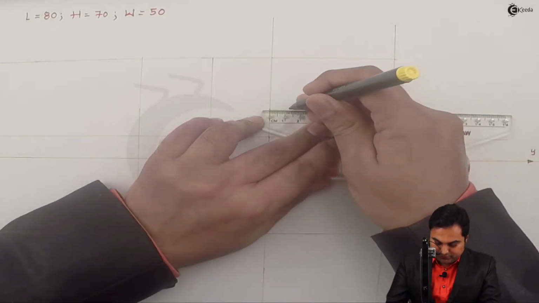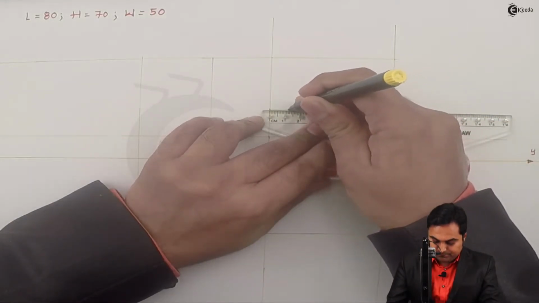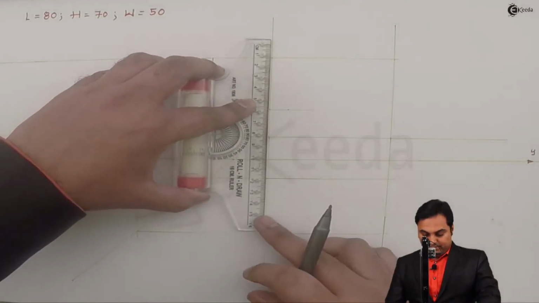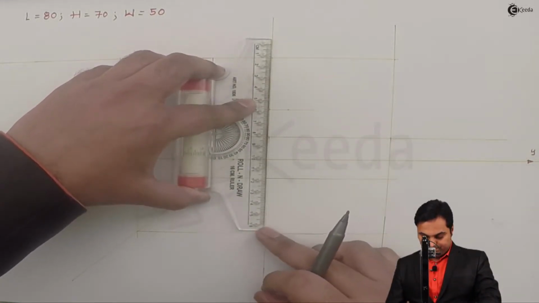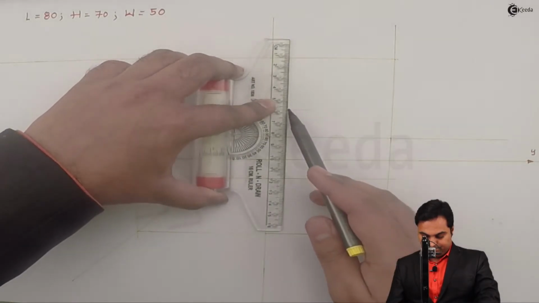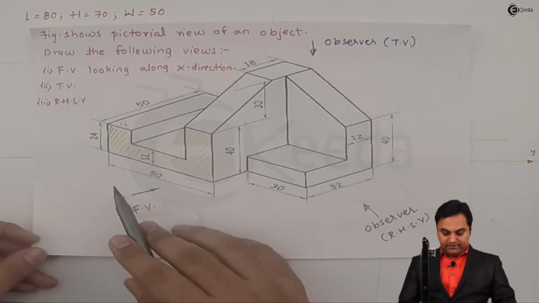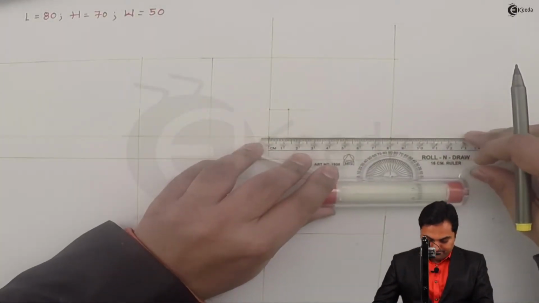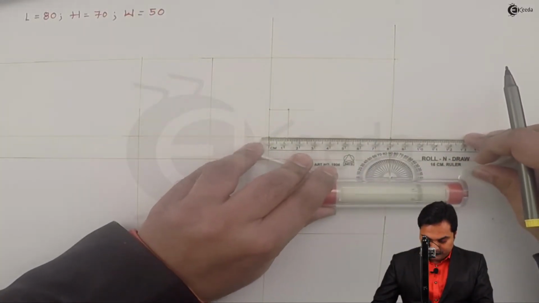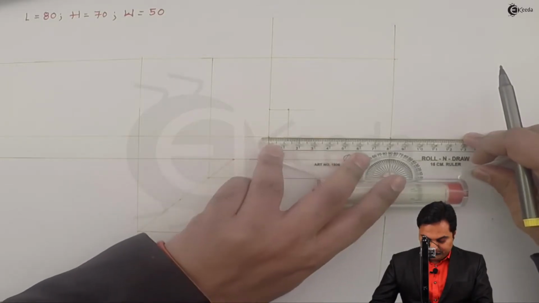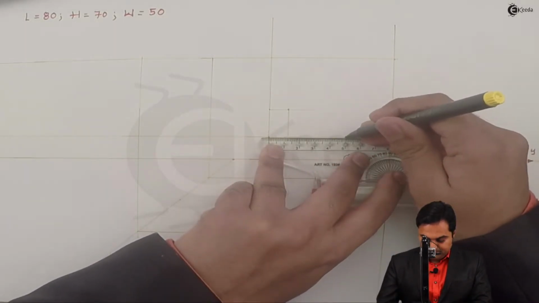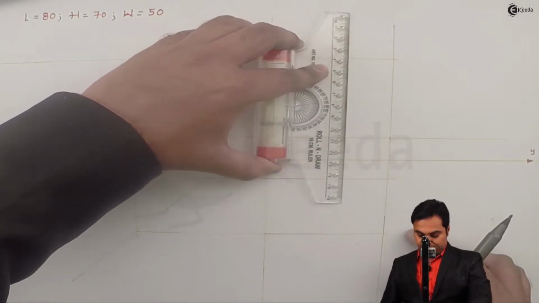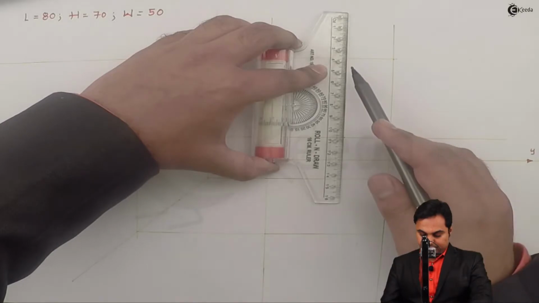Here the length is 12 mm, and then projecting it down with the help of a light line. It is having a total length of 50. So I'm measuring 50 mm. Projecting a light line.